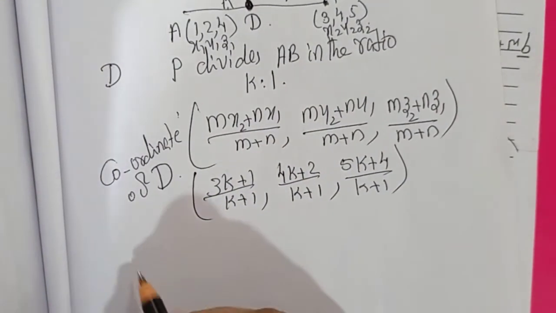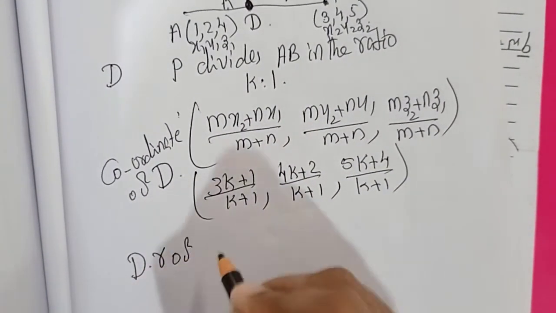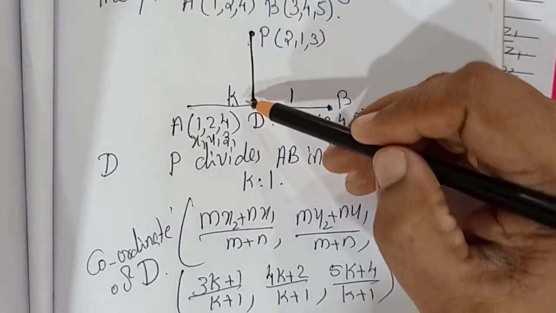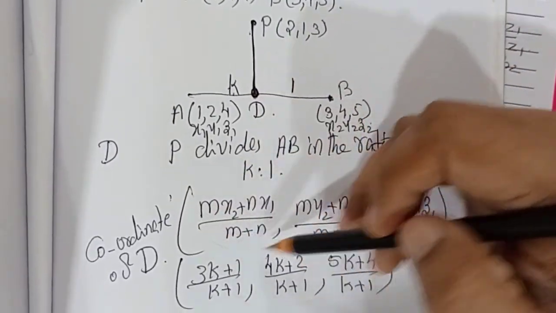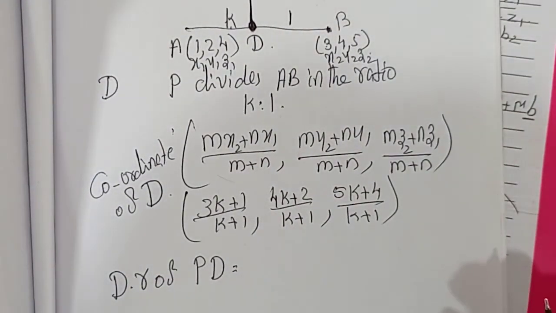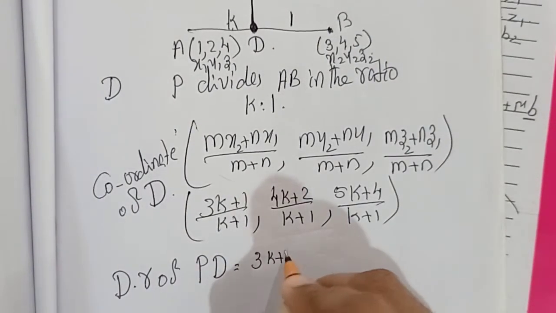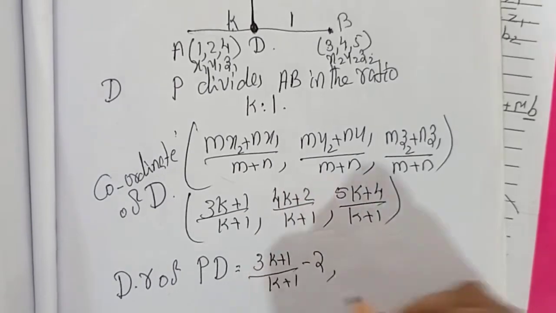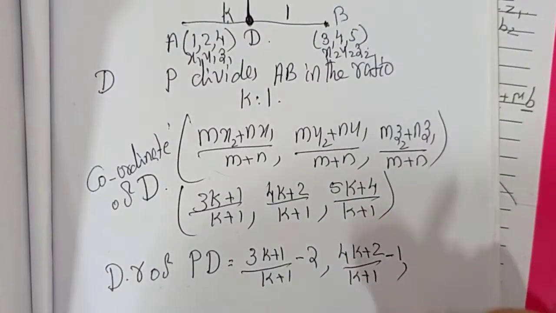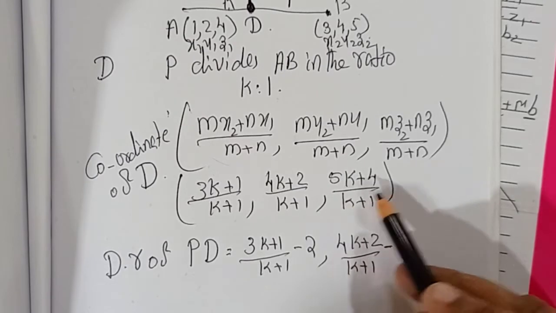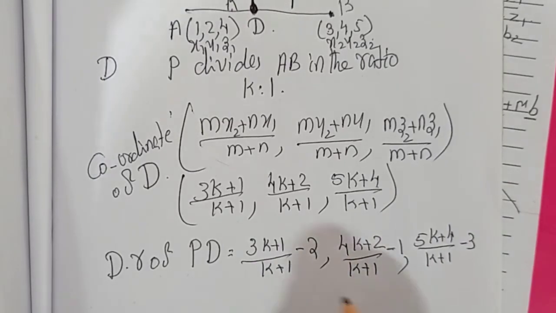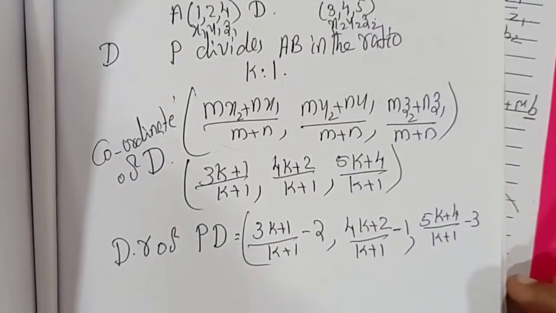Then can you write the direction ratio of PD? P is the point given here in hand. D is the point. If 2 points are given, how can you write the direction ratio? x2 minus x1. That is 3k plus 1 by k plus 1 minus 2, comma, 4k plus 2 by k plus 1 minus 1, comma, then the last one, 5k plus 4 by k plus 1 minus 3. Look at the figure. Then you will get the direction ratio.